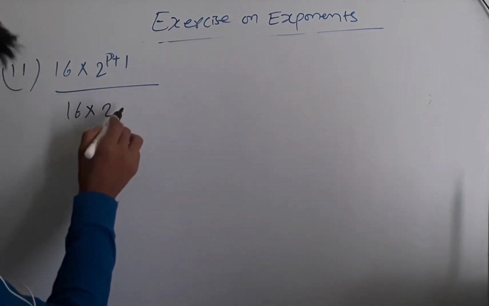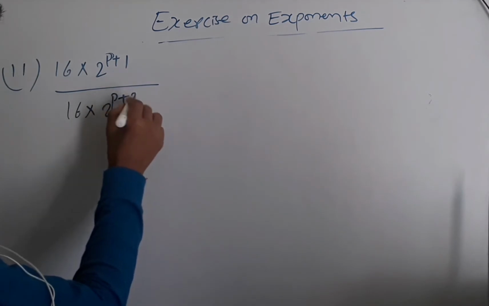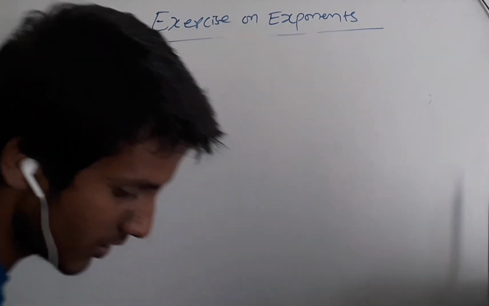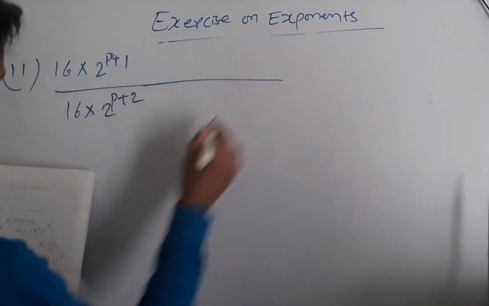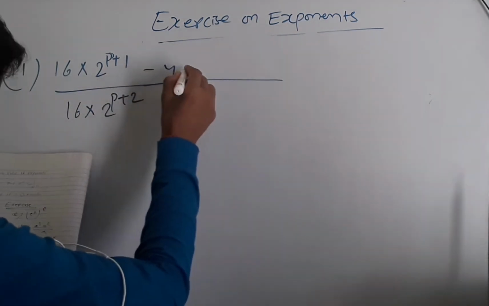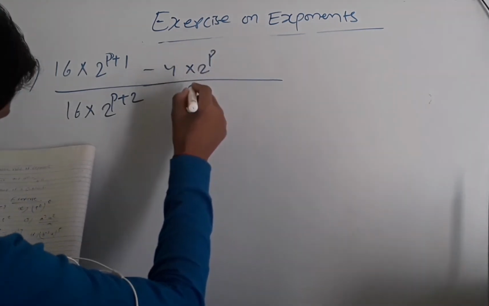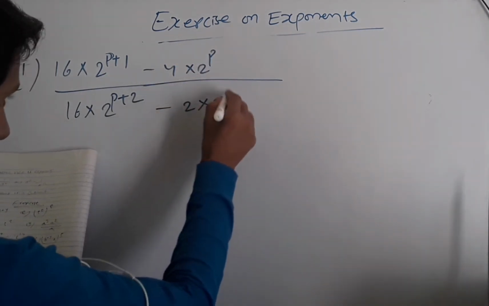16 times 2 to the power p plus 2. I should take it in my hand actually. So the divide is extended. Minus 4 times 2 to the power p. It's minus 2 times 2 to the power p plus 2.